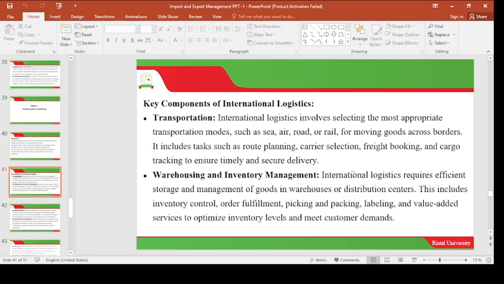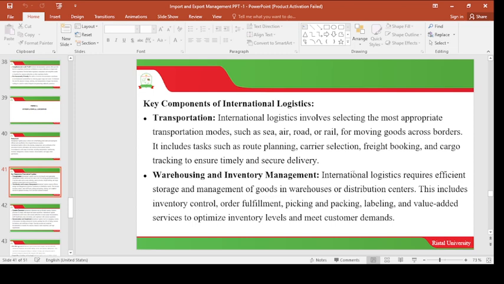So what are the key components of international logistics? One, we talked about transportation. International logistics involves selecting the most appropriate transportation modes to move goods across borders. For example, we have sea, air, road or railway. Because you want to move these goods efficiently and cost effectively, you need to select the most appropriate transport mode to move the goods in question.